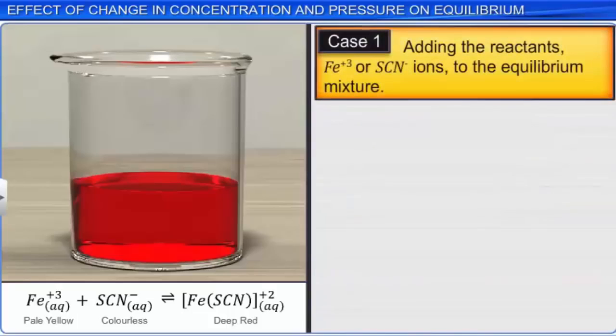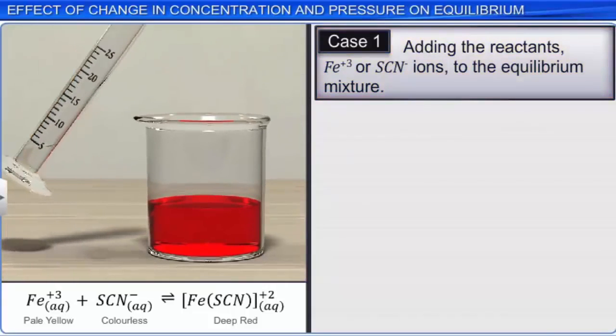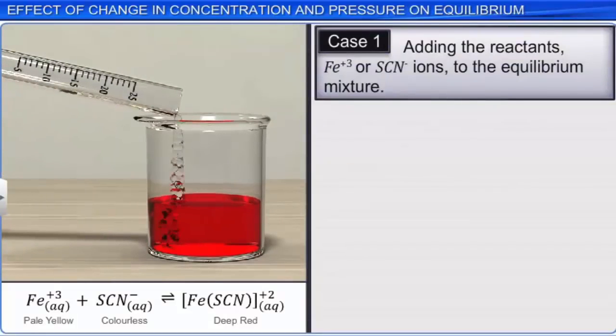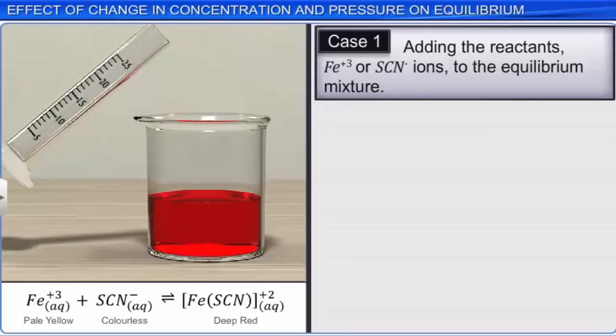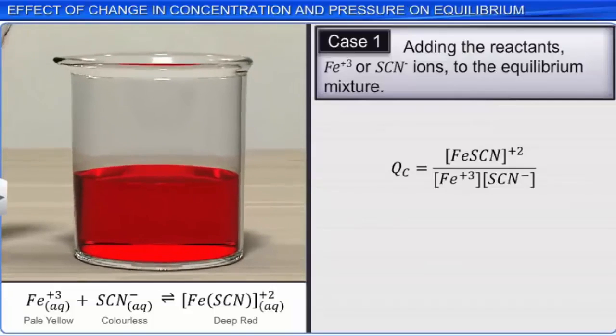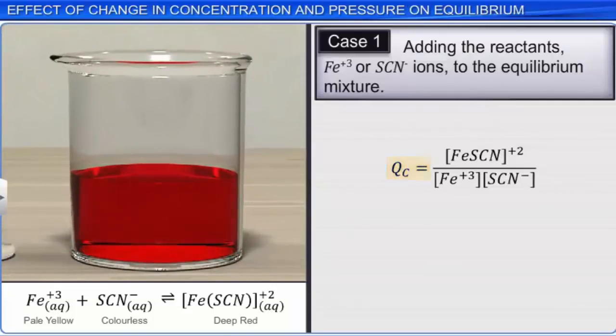Case 1. Adding the reactants Fe+3 or SCN- ions to the equilibrium mixture. Suppose you add a few ml of a solution containing soluble Fe+3 or SCN- ions to the equilibrium mixture. You can see that the color of the solution becomes darker. The reaction quotient at this stage of the reaction is given by Qc is equal to the concentration of FeSCN+2 divided by the product of concentration of Fe+3 and SCN- ions.